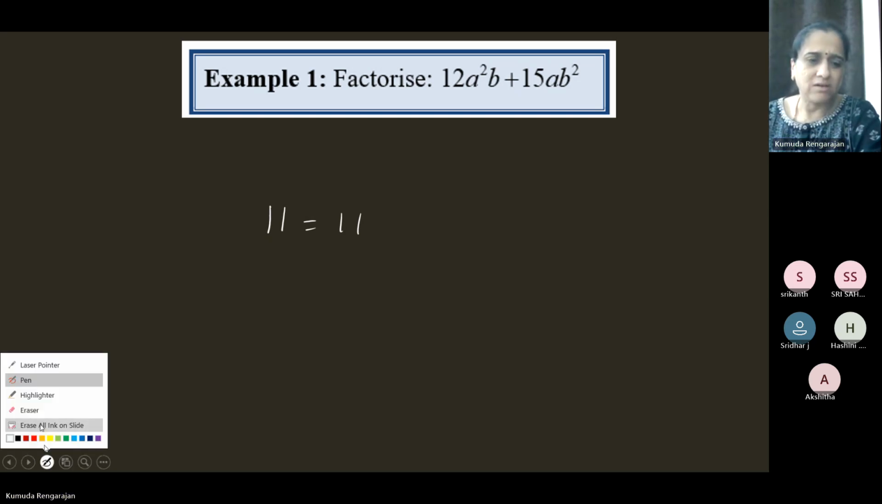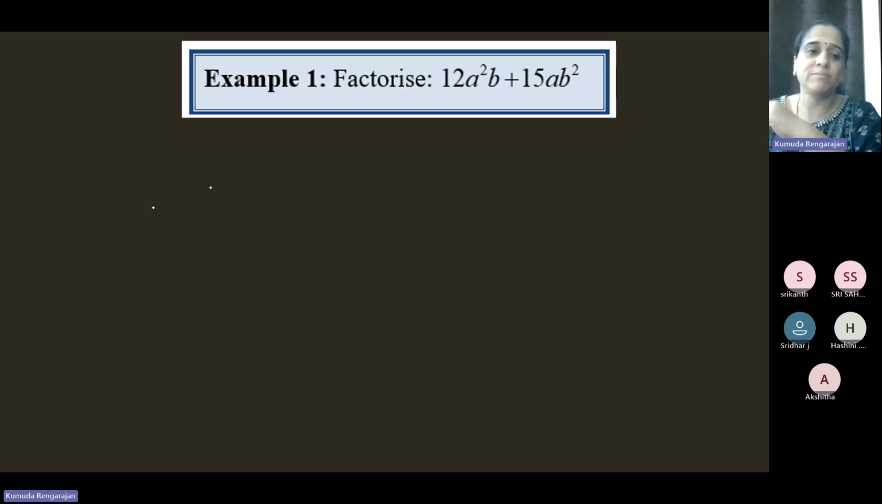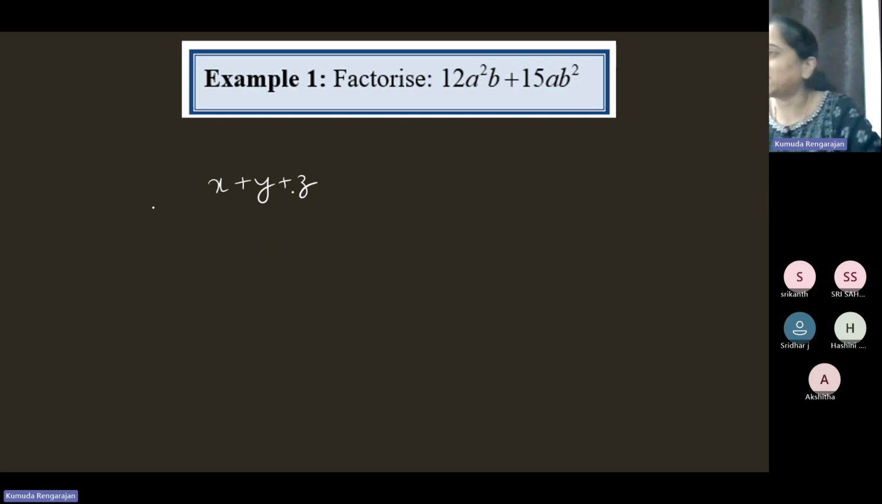In the same way, not every expression can be factorized. For example, x plus y plus z. This is an expression. You cannot factorize this. x plus y plus z is x plus y plus z. You cannot write this expression as a product of its factors. So factorization is basically writing an expression as a product of its factors. Writing an expression as a product of its factors is called factorization. So some expressions cannot be factorized, others can be factorized.